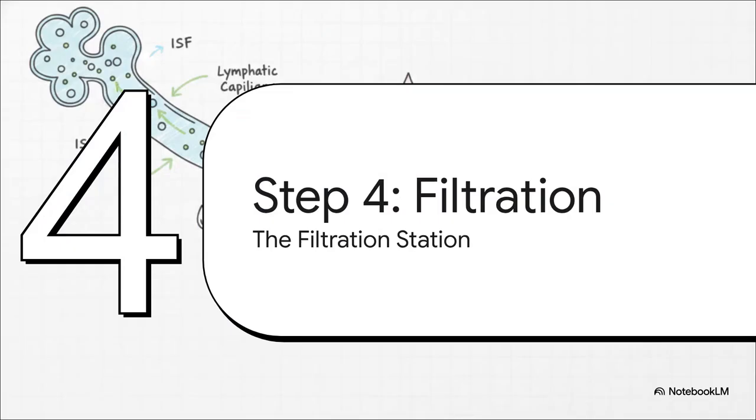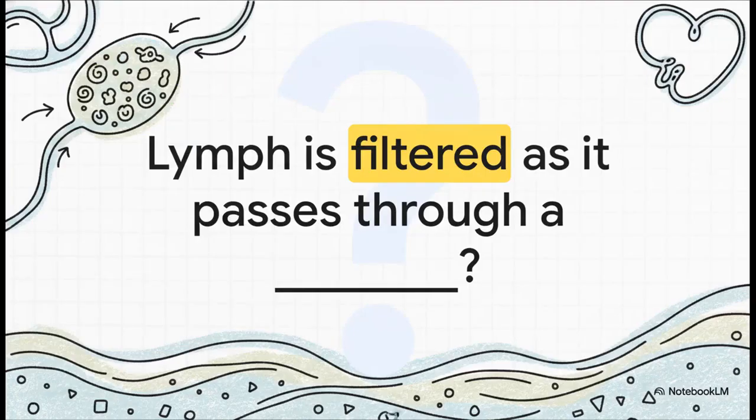Step 4, the filtration station. Time for a quick clean. So the fluid is moving, it's trapped in a one-way street, and it's making its way back to the main bloodstream. But wait, before it can be safely dumped back into your general circulation, it needs to be checked. Our final fill-in-the-blank question reads, before returning to the bloodstream, lymph is filtered as it passes through a blank. Remember, this fluid has been washing all over your body's tissues, picking up all sorts of cellular debris along the way. So where does this vital filtration process happen?